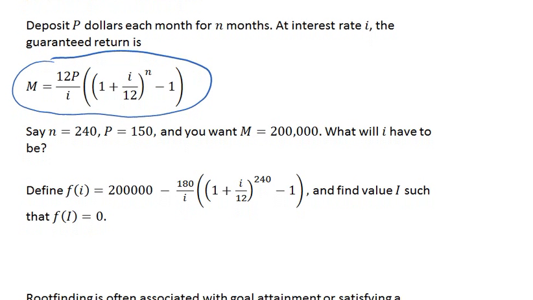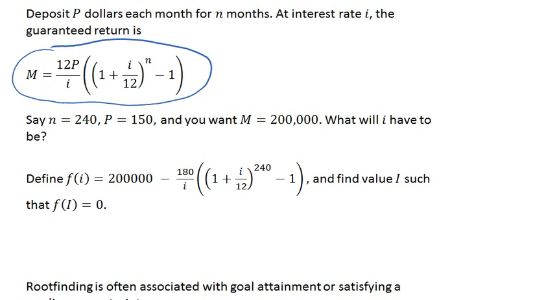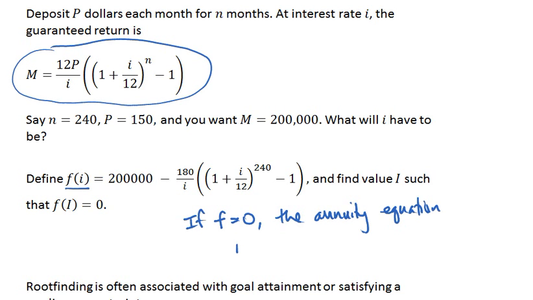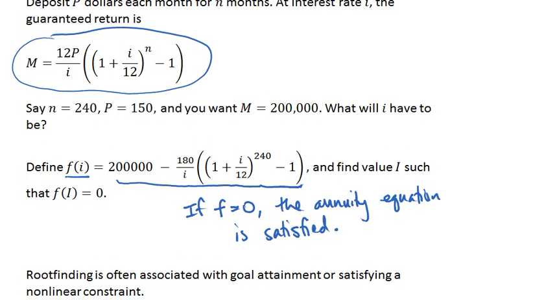We could pose this problem as a root finding problem, which means to find the root of a function. So we define a function of the interest rate, little f of I, and we're just taking the difference between M and its expression in the formula for the annuity. So if f is equal to 0, the annuity equation is satisfied. That's why we define the function the way that we do.